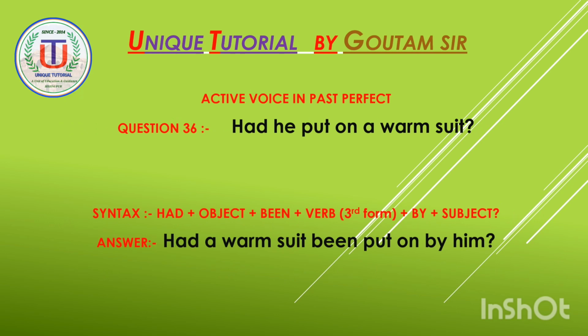Question number 36. Had he put on a warm suit? The sentence is in active voice in past perfect. The syntax will be had plus object plus been plus verb third form then subject. According to the structure, the answer will be: had a warm suit been put on by him?